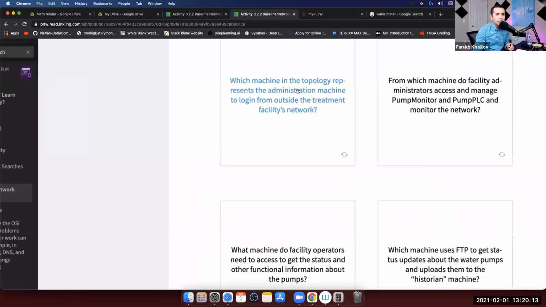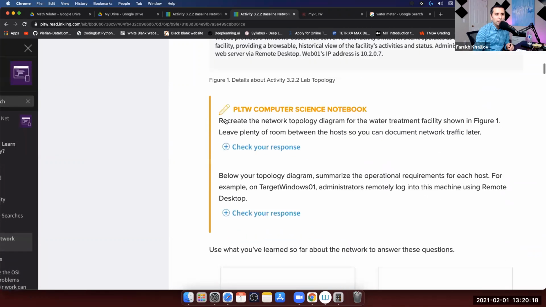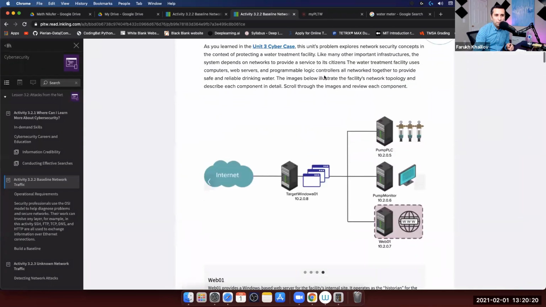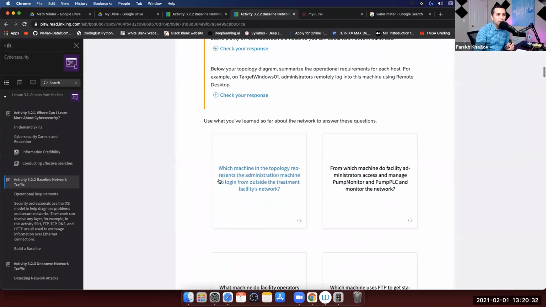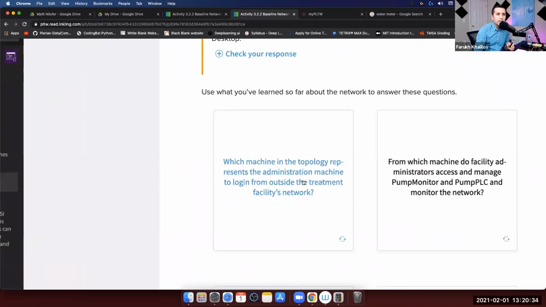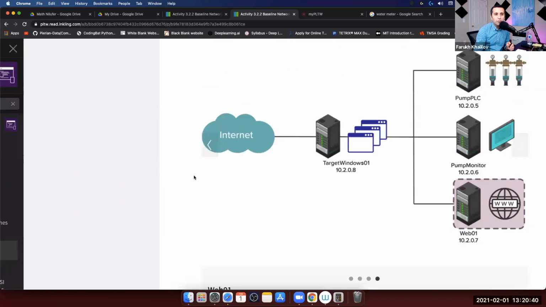So which machine in the topology? Uh-oh, there's a word, topology. What does topology mean? It's this picture. We call it topology. Which computer is connected to which computer? You see, I have my graphic representation here. So which machine in the topology represents the administration machine to log in from outside? So which of these computers is showing from outside?